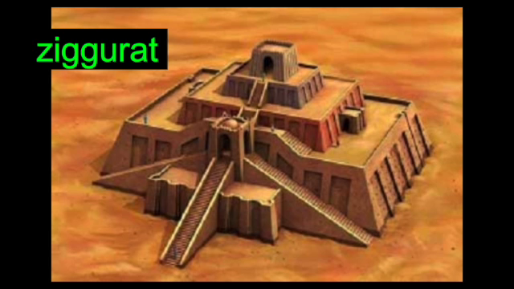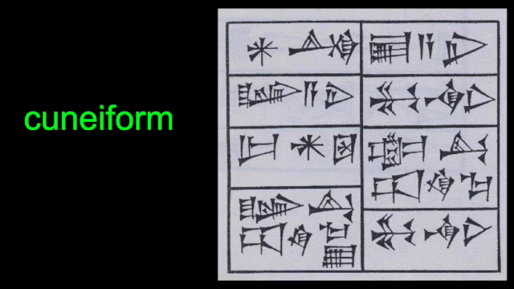A ziggurat is a physical structure that was a type of early temple, and we're going to see that in some of these early city-states like Ur. They had ziggurats. The ziggurats were used for human sacrifice and animal sacrifice. So one of the things that happened in the very earliest phase of society was human sacrifice. Yes, it's gross, it's scary, it's horrifying, but they did it. We'll find out why later.